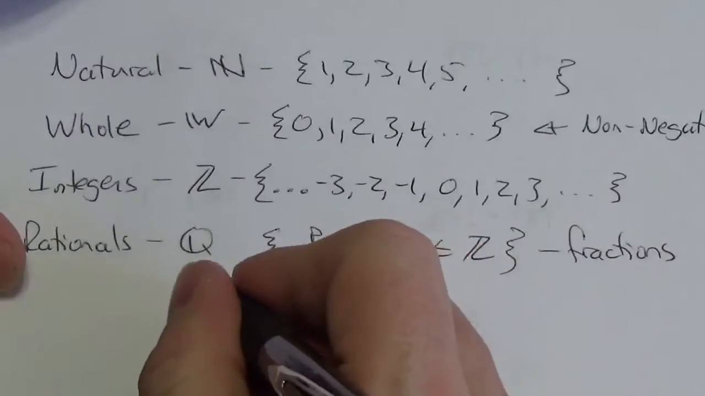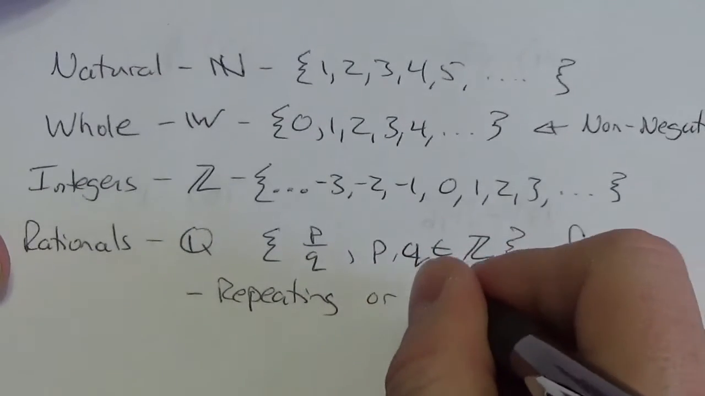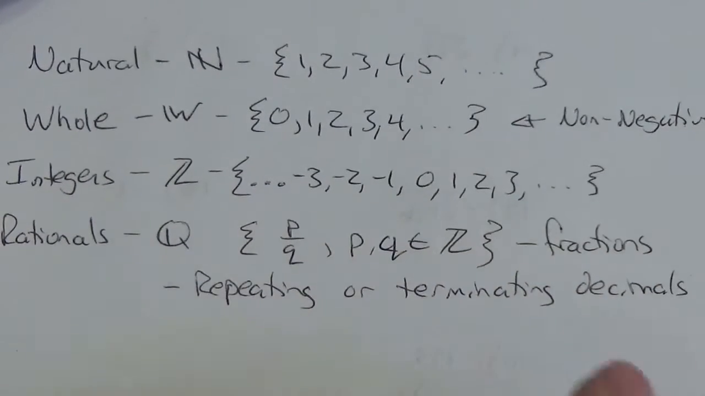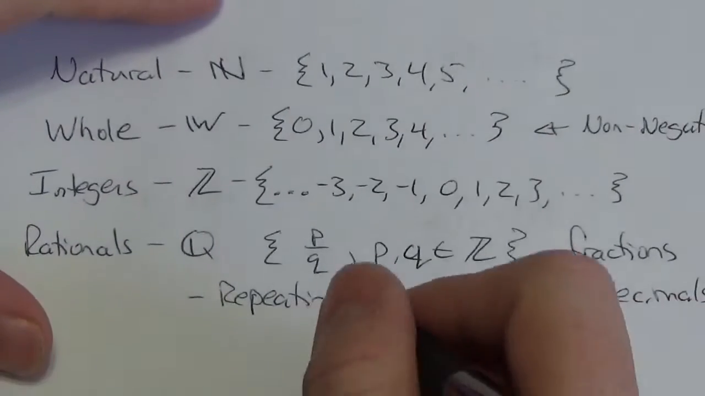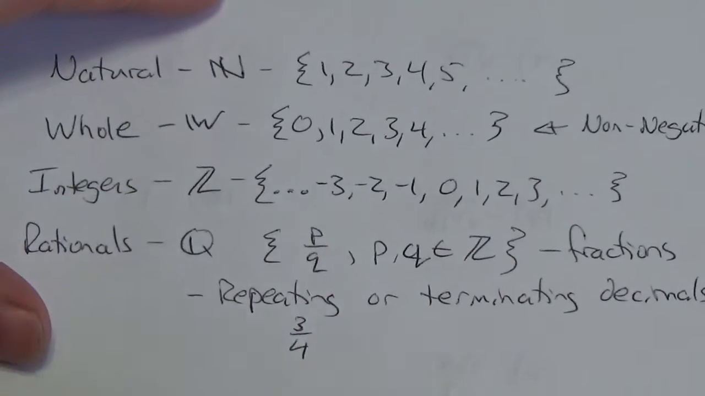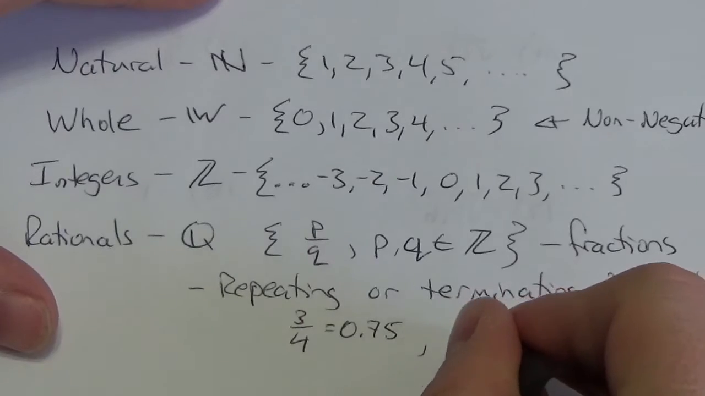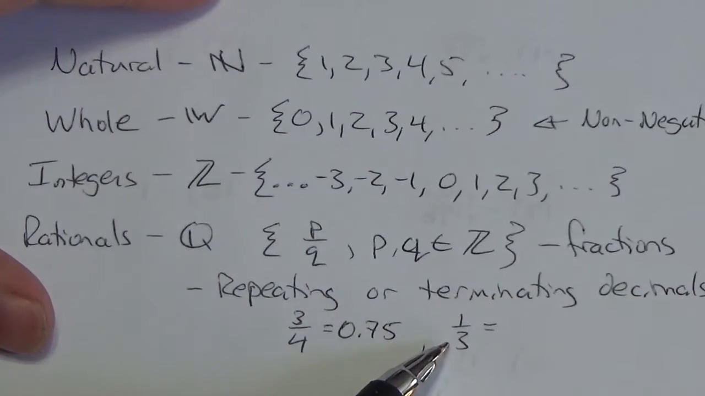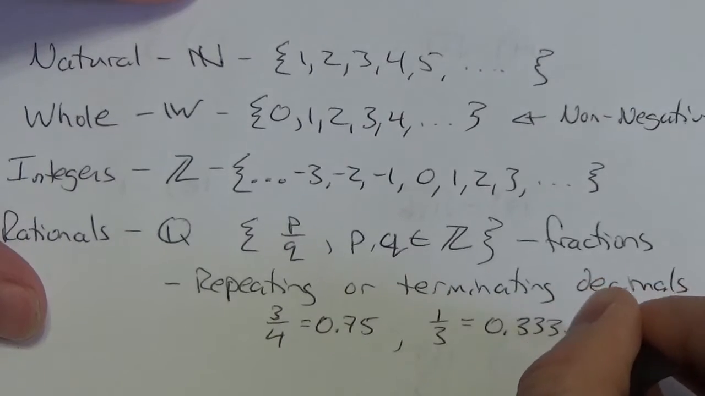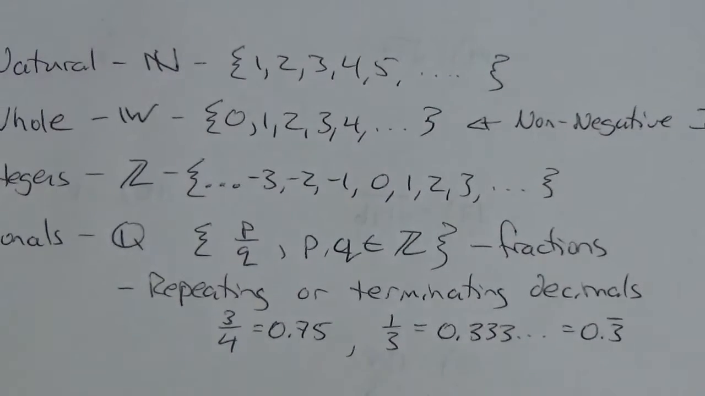Now, often these get described as either repeating or terminating decimals. Repeating or terminating decimals. And so, for example, if I've got, let's say, 3/4, integer over integer, that is equivalent to the decimal representation 0.75. On the other hand, if I've got 1/3, again integer over integer, its decimal representation is 0.33, and that's just 3 repeating, and so sometimes you'll see people write it as 0.3 with a little bar over top. But that's the idea of a rational.